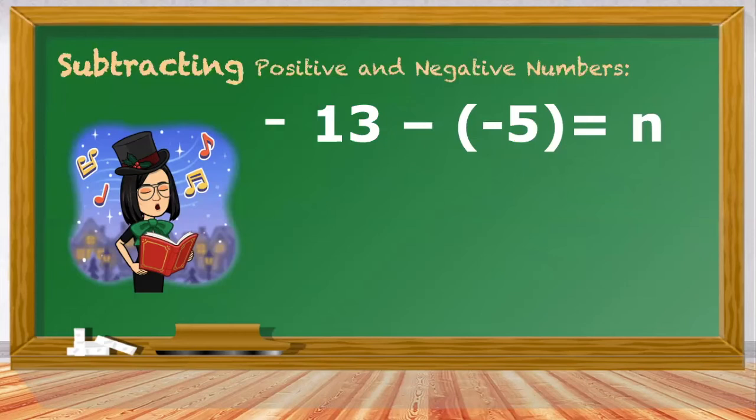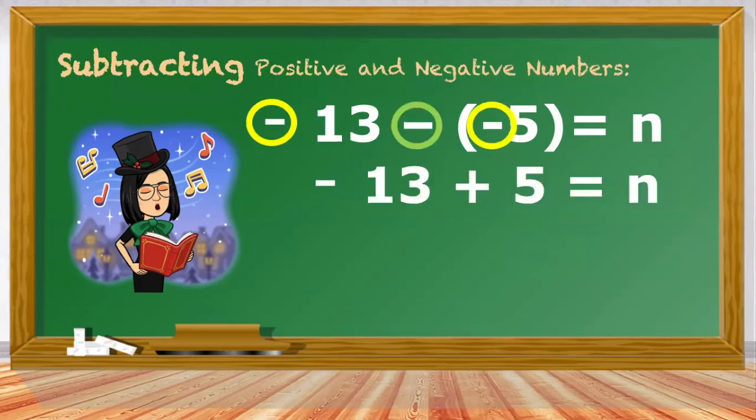Next one, negative 13 minus negative 5 is equal to n. Okay, so now let us have this as negative 13 plus the opposite of negative 5, which is positive 5, is equal to n. Of course, we have different signs, so we need to subtract them and then get the sign of the bigger number. So the answer here is negative 8.